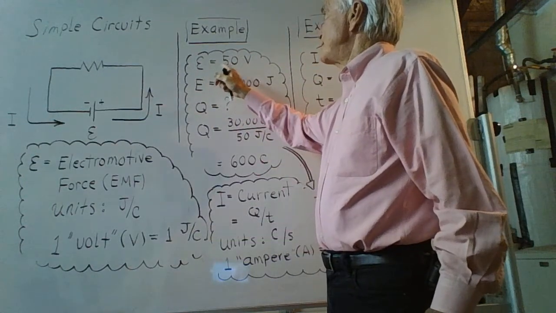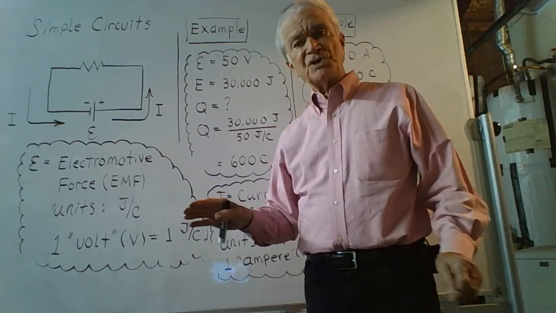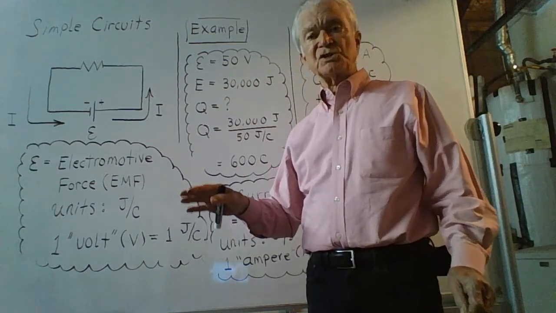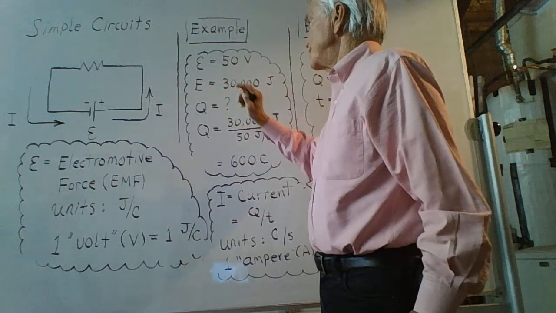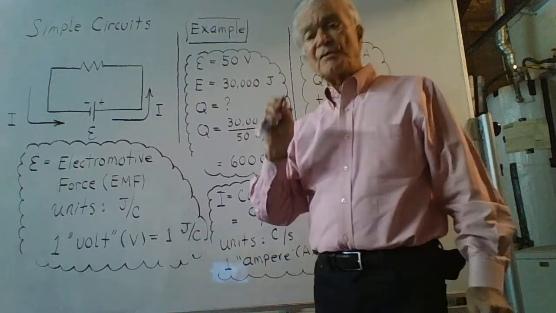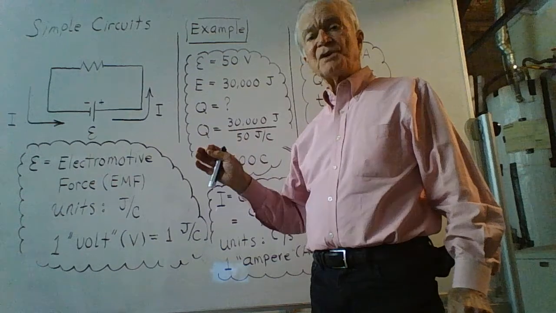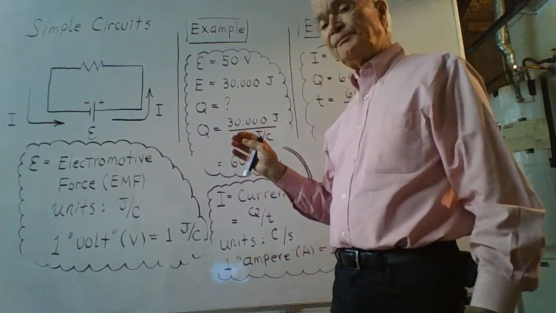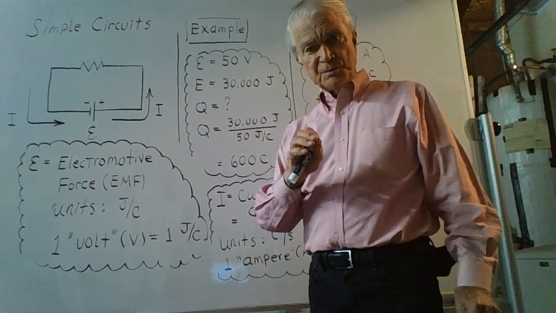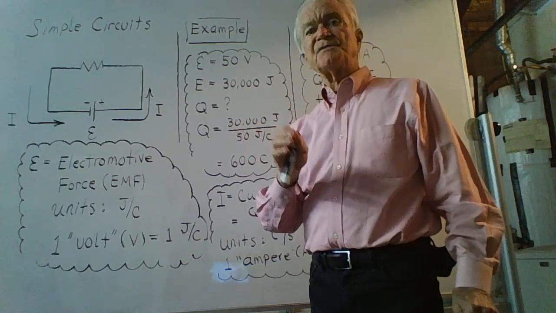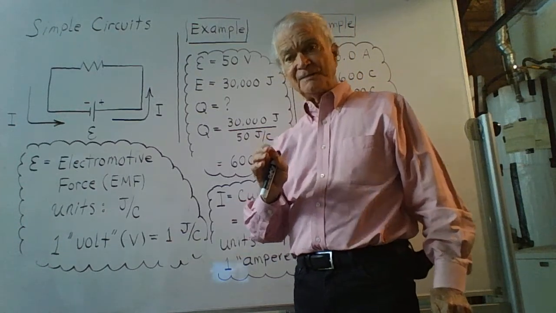Suppose the EMF of a battery is 50 volts. That's a number that never changes, no matter what sort of circuit this battery is used in. 50 volts is the electromotive force. That means for every coulomb of charge that's pushed out of the battery, 50 joules of energy is consumed. That energy is taken from the chemical energy stored in the battery at the factory.